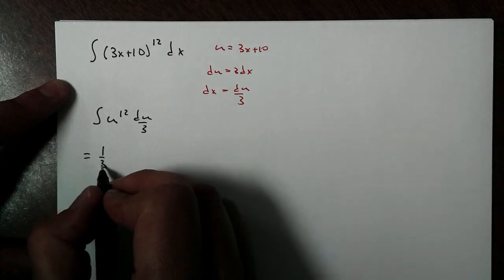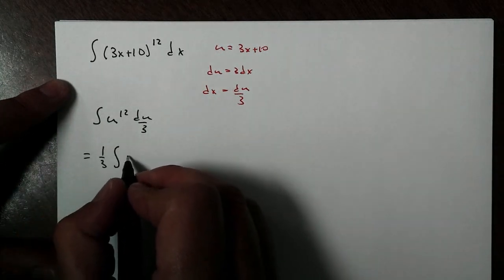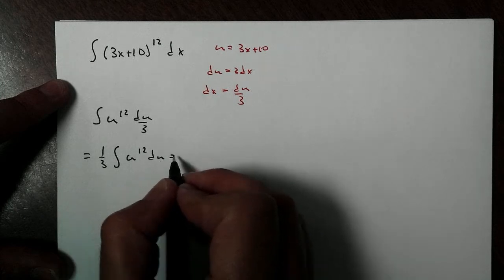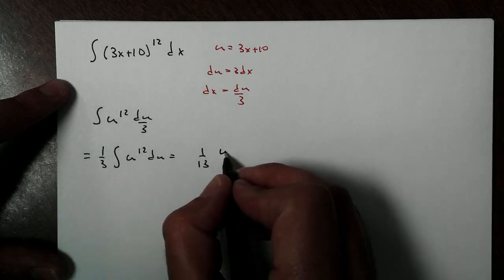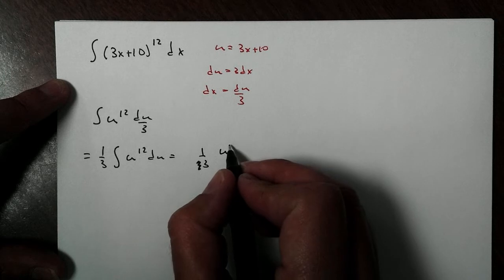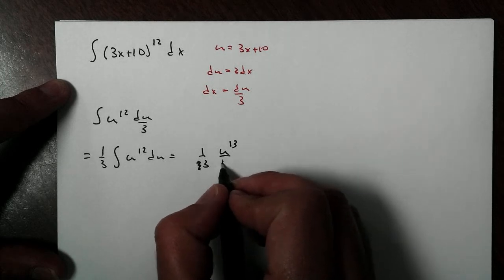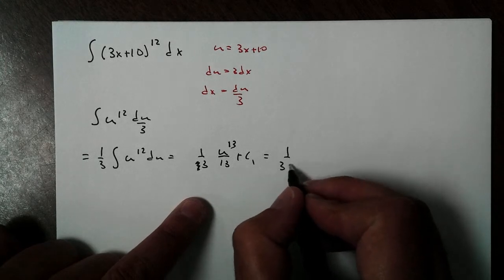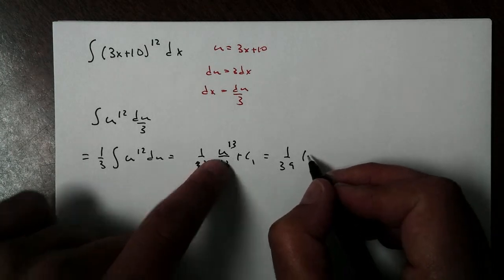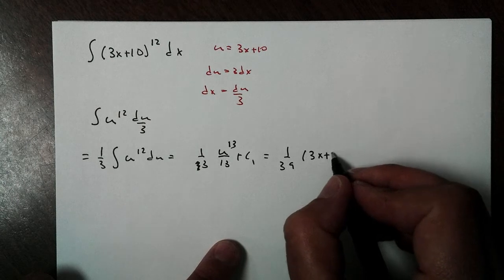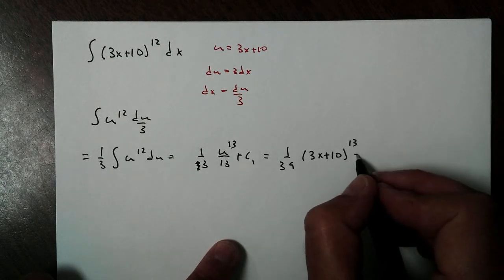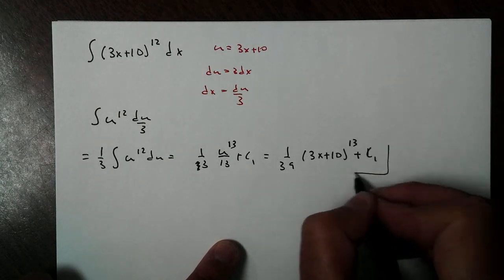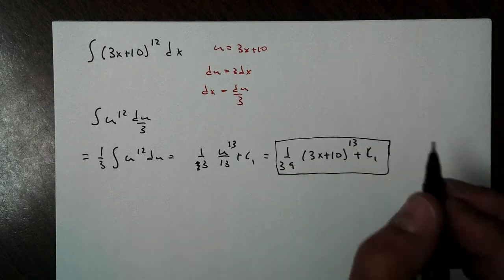And bringing out that 1/3, we get u to the 12th du, which becomes 1/3, getting ahead of myself there, u to the 13th over 13 plus c1. Simplifying it, that's 1/39. I can replace u with my 3x plus 10, don't forget the power, 13 plus c1. And there's our antiderivative right here.